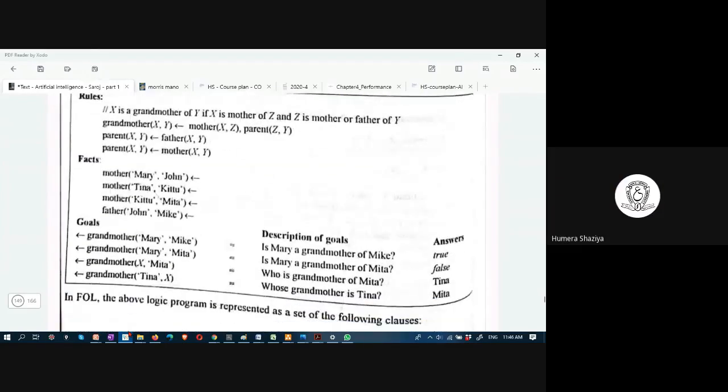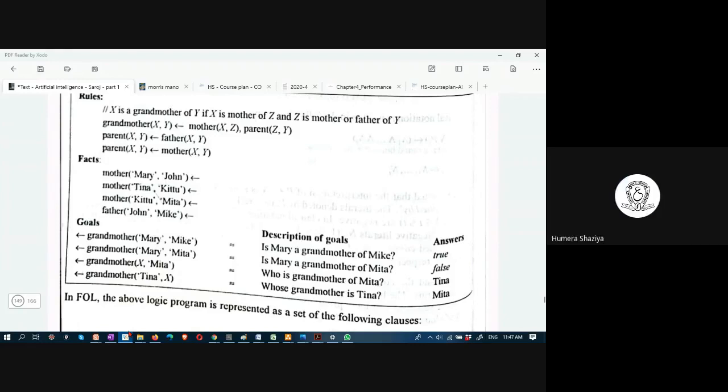Let us look at an example. These are the rules. X is a grandmother of Y if X is mother of Z and Z is mother or father of Y. So how are you writing these rules? X is grandmother of Y. X is mother of Z. Z is parent of Y. Based on these relationships, these rules have been framed.